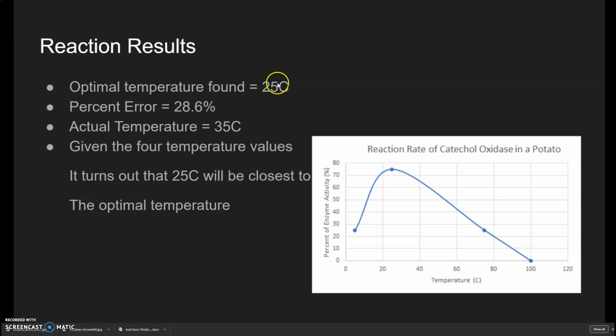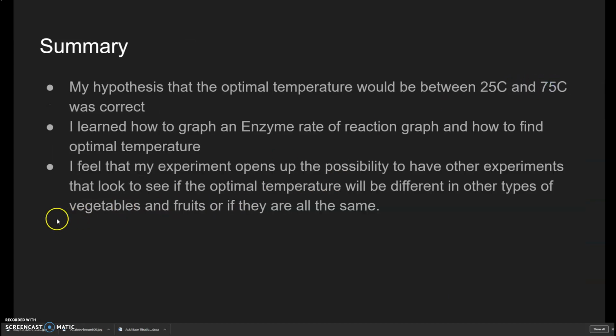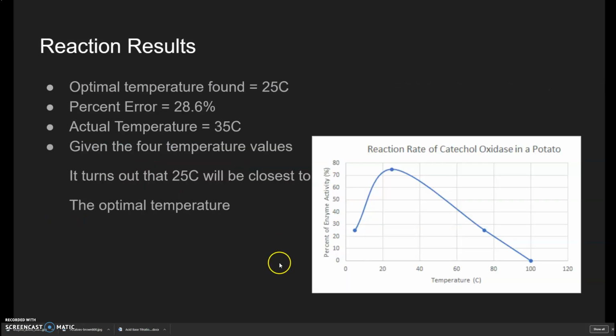So the optimal temperature found is 25 degrees Celsius. The percent error is 28.6 percent, because the actual optimal temperature for catechol oxidase in potato is 35 degrees Celsius. So, given the 4 temperature values, it turns out that 25 degrees Celsius would be the closest to the optimal temperature. Again, it shows that temperature is the independent variable, and percent of enzyme activity is the dependent variable.